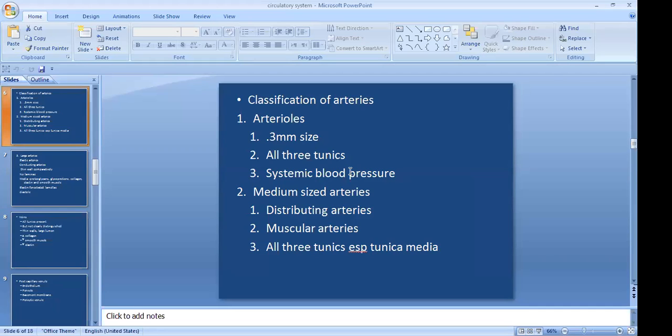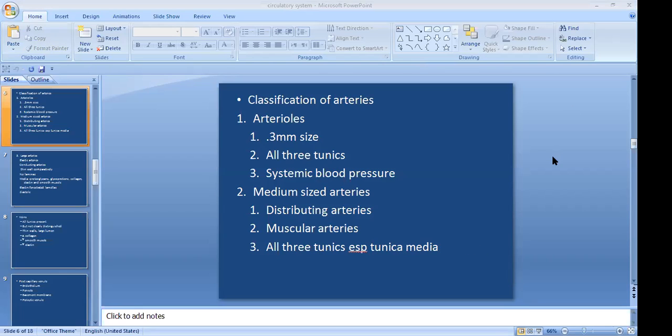Previously, we discussed only the layers of vessels. Now we will classify the arteries. The arteries are classified into arterioles, medium-sized arteries, and large-sized arteries.